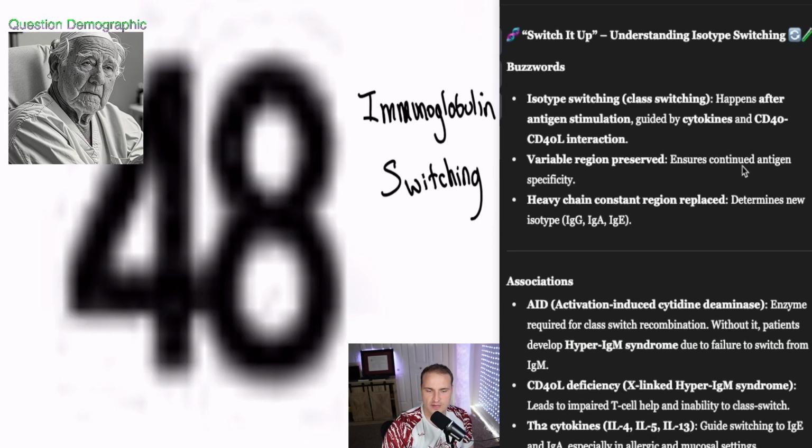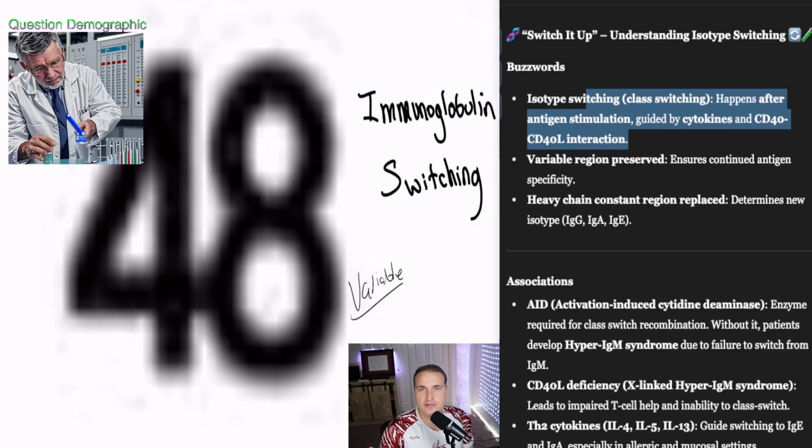All right, next we're going to talk about immunoglobulin switching. Isotype switching happens after the antigen stimulation. So you got the heavy and the light chains, and they each have variable regions. The variable region is what you should know. And that's unique, right? It's unique for every antibody. It never changes even after the VDJ switching.